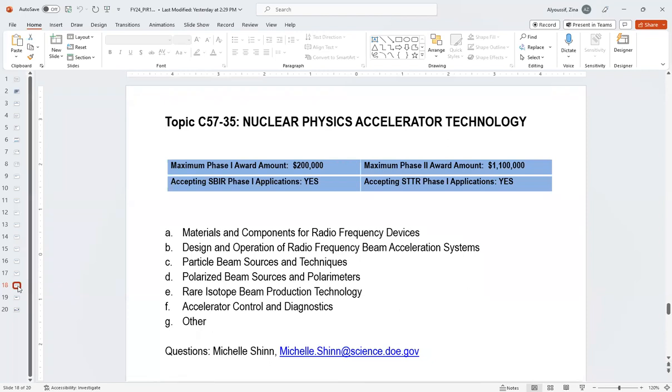Next up are polarized beam sources and polarimeters. If you're going to make a polarized beam, you want to be able to measure that level of polarization. And these beams are pretty darn intense. So if you could figure out how to do it without interacting with it, in other words, a non-intercepting system, that is what we're really looking for. And again, we're looking for longer lived polarized electron and ion sources.